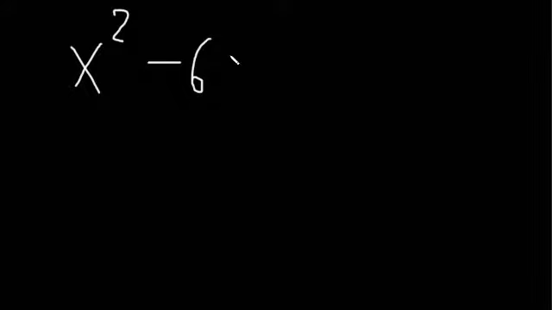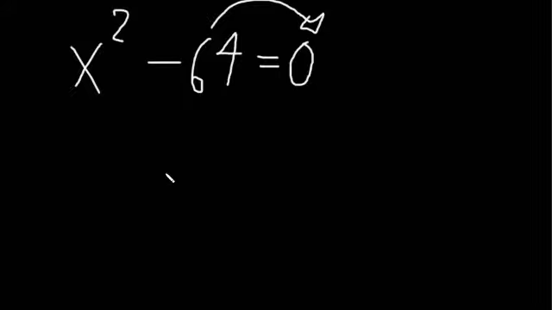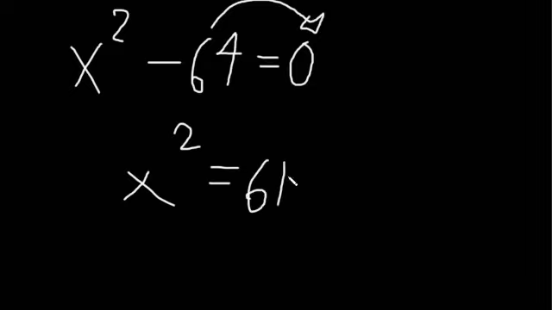x squared minus 64 equals 0. In this problem, we first need to isolate our variable, which means we need to transpose negative 64 so that x squared equals positive 64. And now we get the square root so that the exponent will be cancelled out.